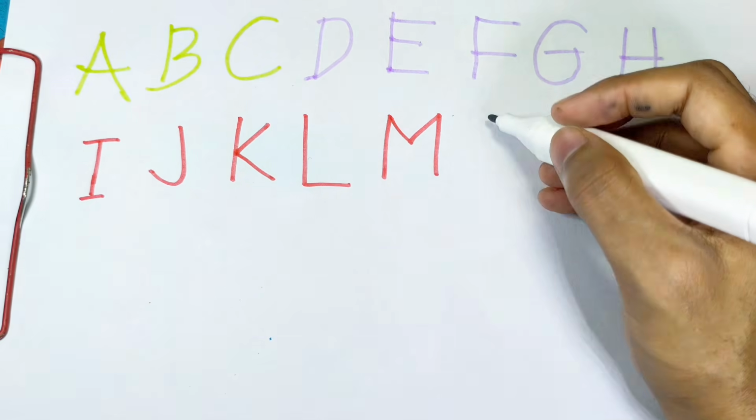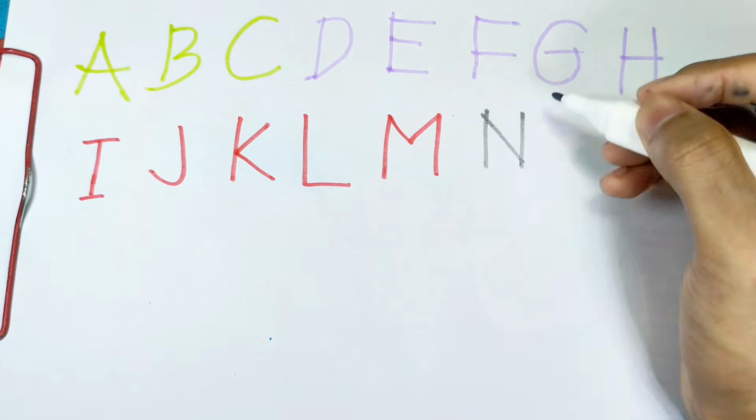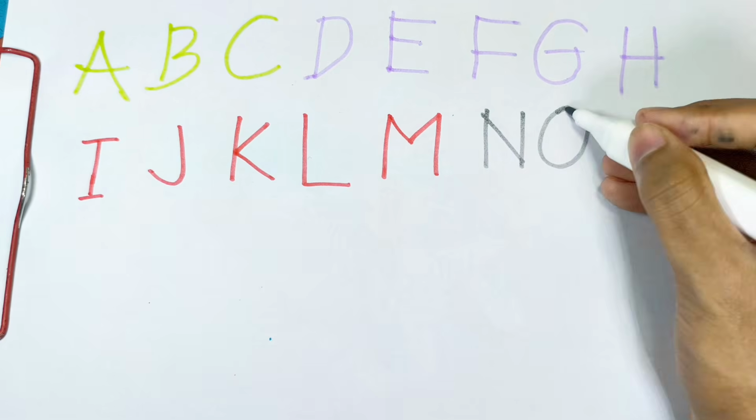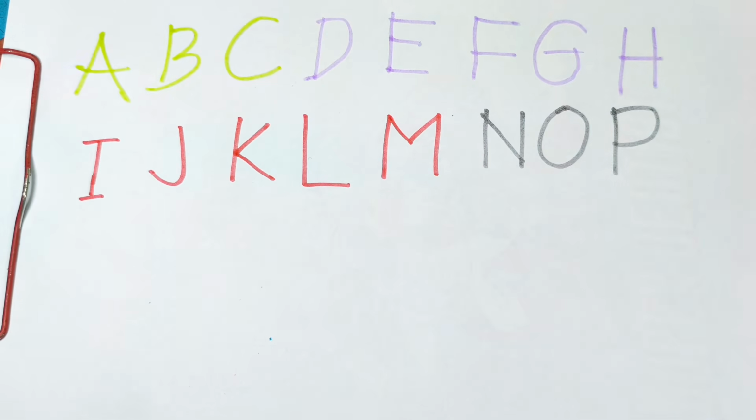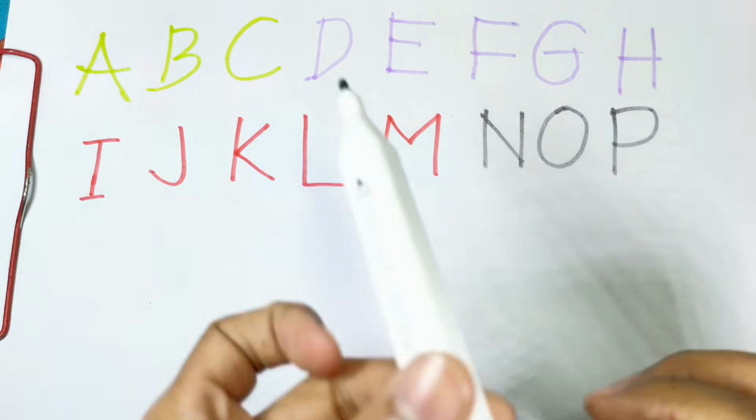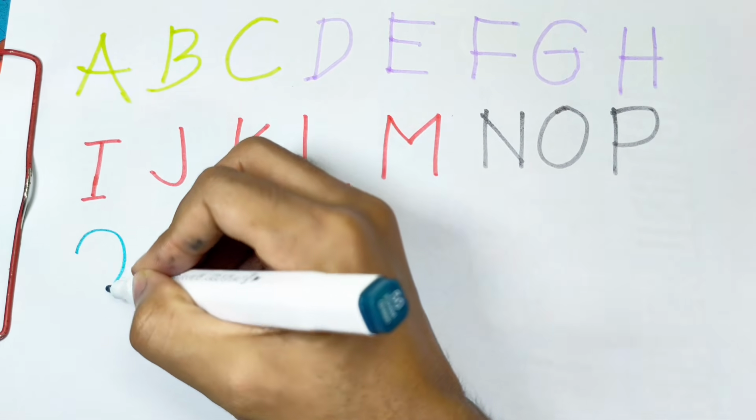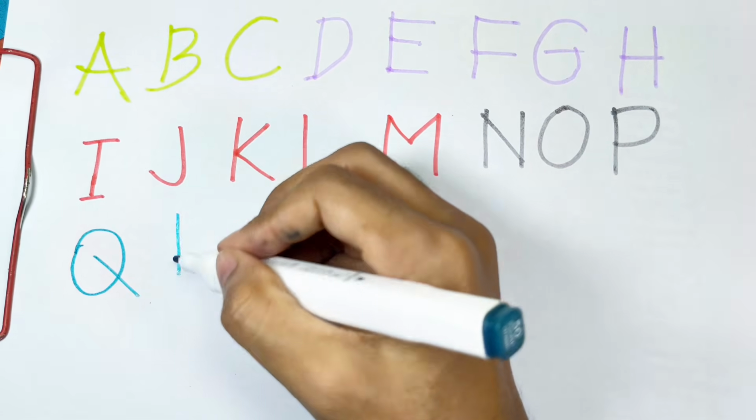Warm gray color. The next one is N. N for nose, N for nest. O. O for octopus. P for penguin. Now we're writing the alphabet of Q. Forest green color. Q for queen. Q. The next one is R.